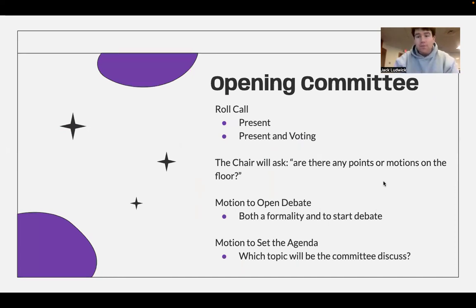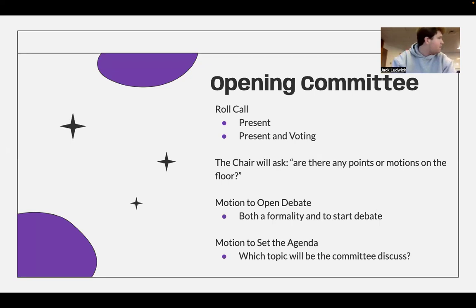So in opening committee, the first thing that'll happen is attendance, both so we know who's here, but also so that you're able to get on the platform and speak. You'll do a roll call vote, and you can either be present or present in voting. The difference between present and present in voting really only comes into play during voting procedures.